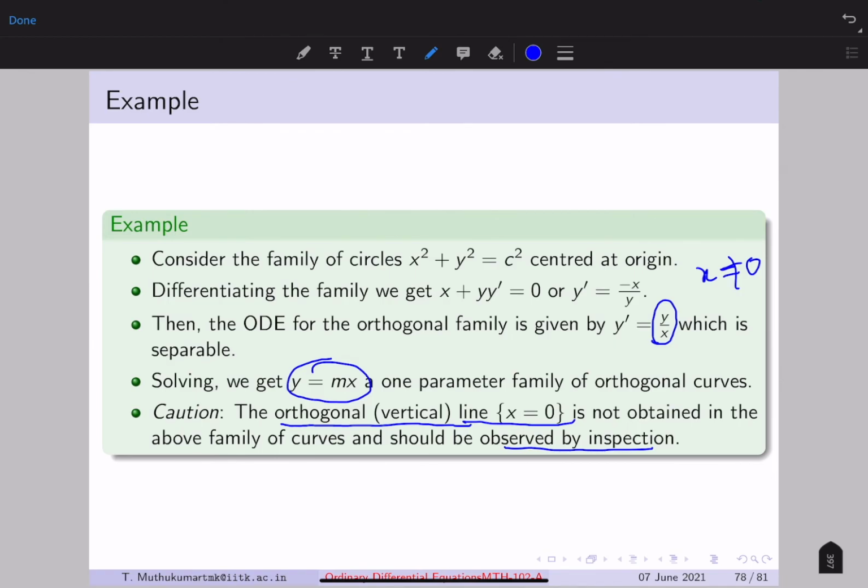Okay, so basically what I am trying to emphasize here is that after doing this, you ensure that the cases that you ignored also do not satisfy the condition that you're looking for. If it does, you include that also in this family of curves. The way it's happening here, x equal to 0 is excluded when you did this, but finally it is also a possible curve which will intersect the given curves at 90 degrees.